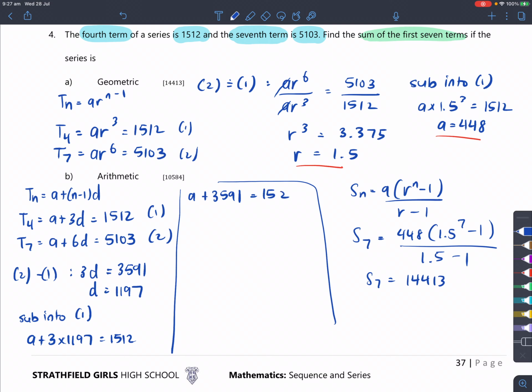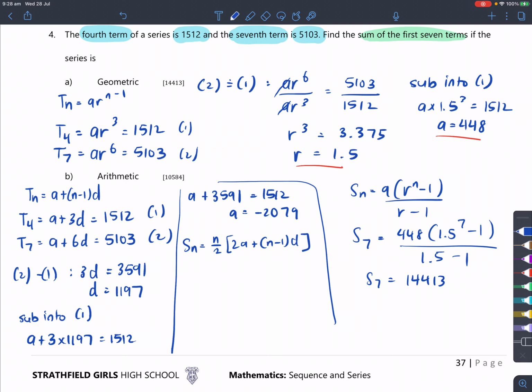And 1512 minus this answer gives us A being negative 2079. We can now put this back into our formula here. Oh, actually, no, do we have to do that? No, we don't, because we want to find the sum of the first 7 terms. So we're going to use this formula: Sn being n over 2 times 2a plus n minus 1 d.